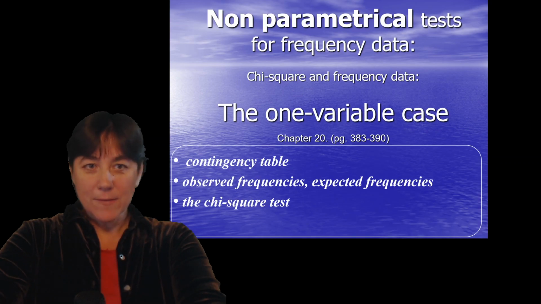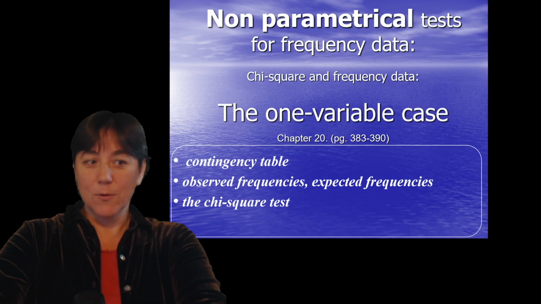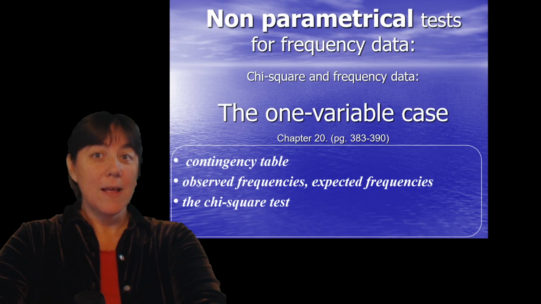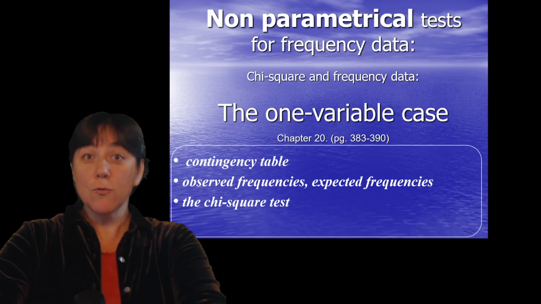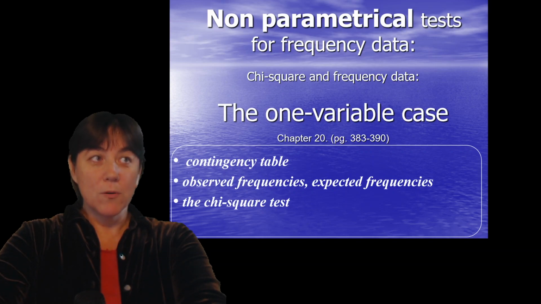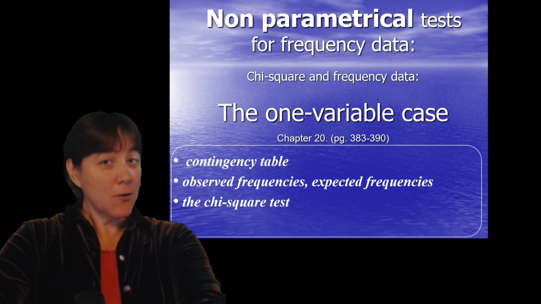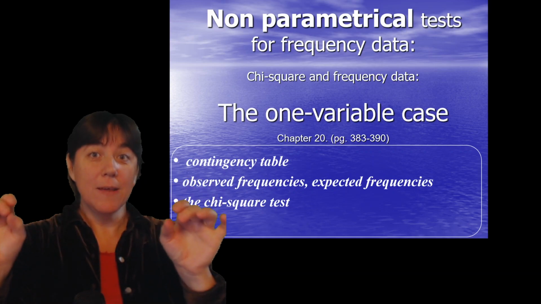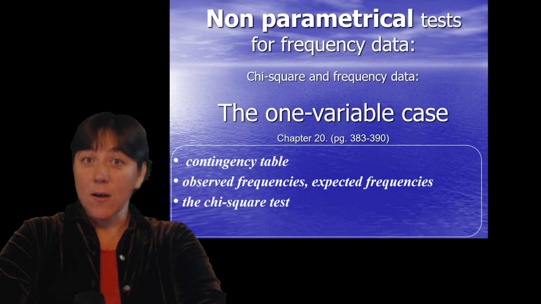So, two kinds of chi-square test will be visited today. First, the easy one, the one variable case. Later, we will turn to the two variable chi-square test. They're both non-parametric tests for frequency data. So we will only deal with categories and how many observational units are there in these categories.